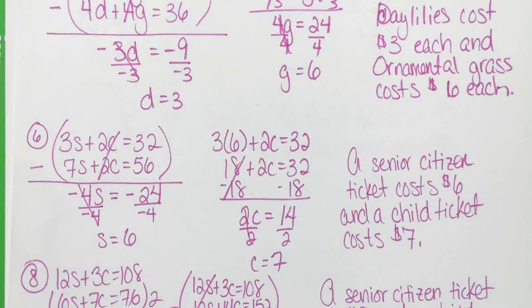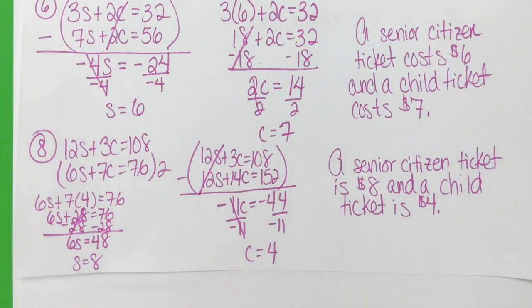Molly, I'm gonna grade this and we'll see where you stand, okay? All right guys, there's the answer for 8, if you need it. Should have gotten $8 for a senior citizen and $4 for a child.